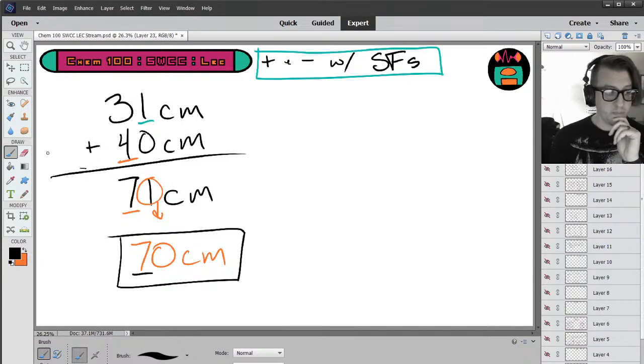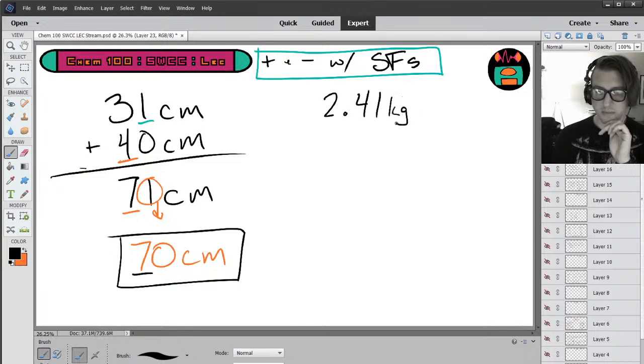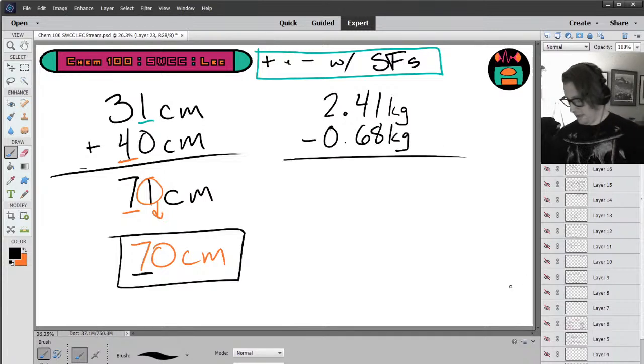Let's do another example. Yep, Carolina, spot on. Let's do 2.41 kilograms minus 0.68 kilograms. All right. You punch this into your calculator, which is what I'm doing right now.